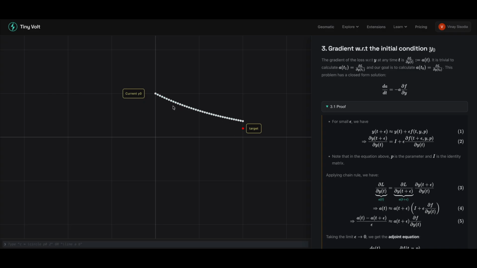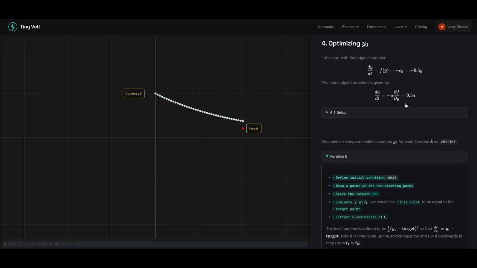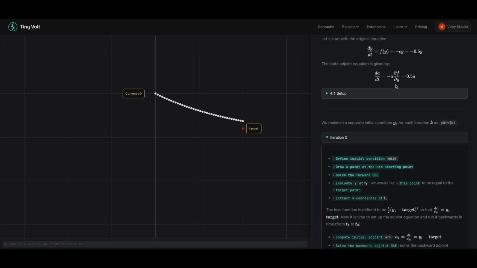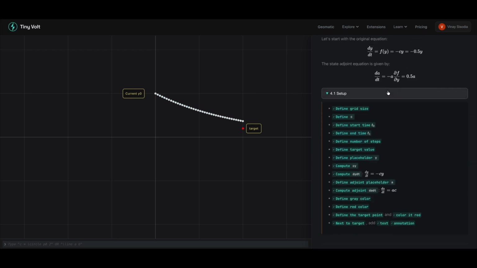The cool thing about this is, to calculate the gradient with respect to y0, we need to run one more ODE from t1 to t0, and we evaluate the endpoint of that trajectory, and that endpoint is nothing but the gradient with respect to y0. So let's see what that looks like. So here, let me remove these points first. I'm not sure if I can remove them. Let me render the whole thing all over again.